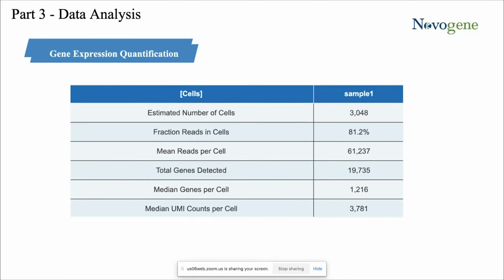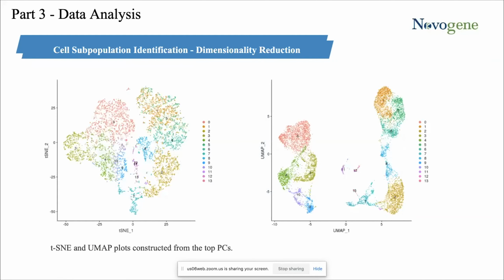In this table, we list various quantification results. Some of these values are included in the web summary files from Cell Ranger. I would like to add that we also link the web summary files for each sample in our report. This slide shows the cell subpopulations or clusters using both the t-SNE and UMAP techniques.